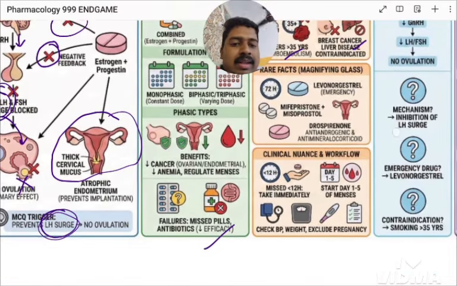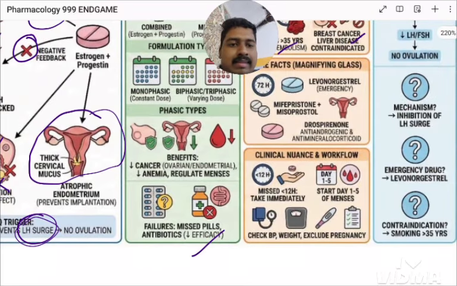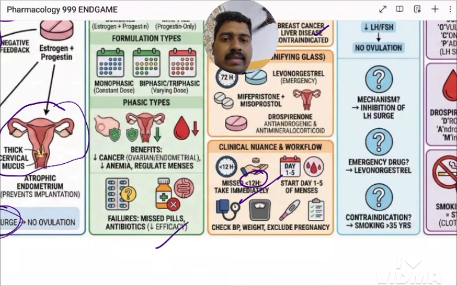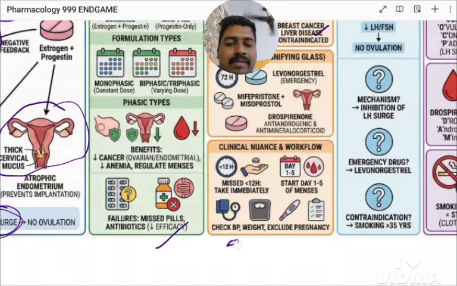Now, there are some unique situations which can be asked in your exams. One is what happens if there is a missed dose, okay? If the missed dose is less than 12 hours, you will take it immediately and continue with the normal dose of the pills, okay? There shouldn't be any changes. Now, if it is less than 24 hours also, the same thing will be done. We will continue and take the missed pill, okay, there won't be any issue.